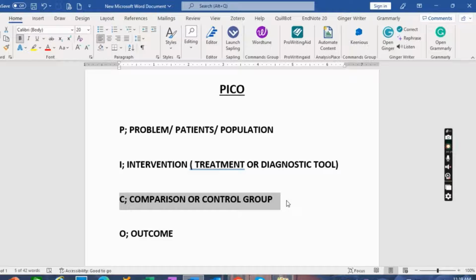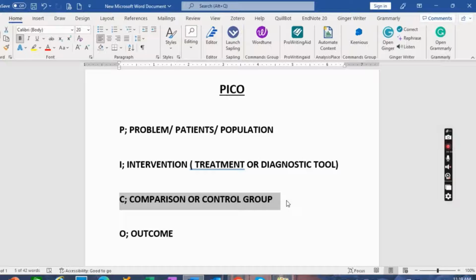Mostly you would have seen case control studies, cohort studies, even many clinical trials in which there are control groups. So bringing a comparison or control group would make the yield of your research very good. It will make your research of high quality.